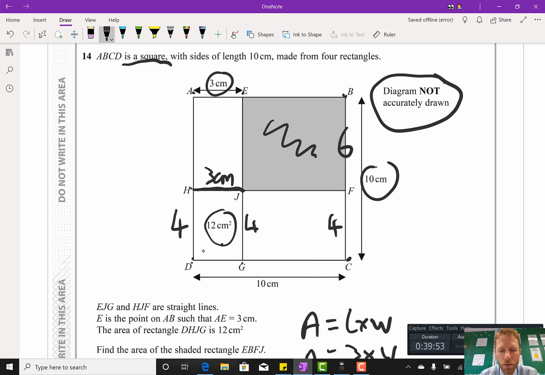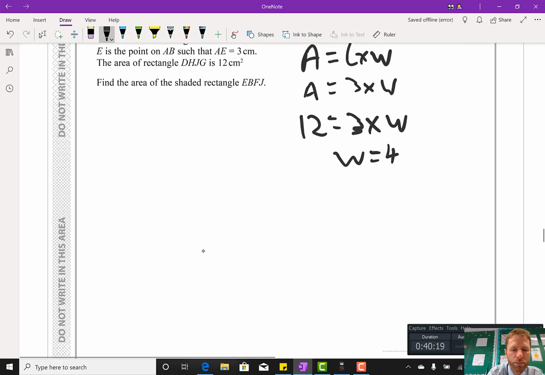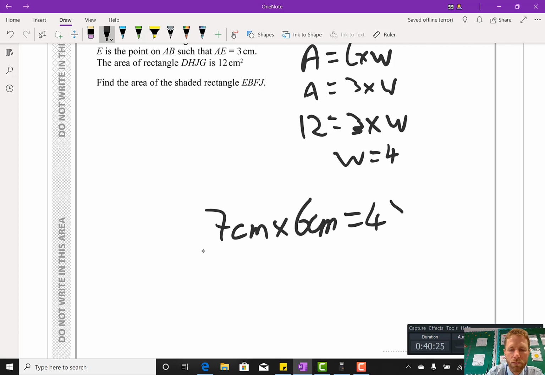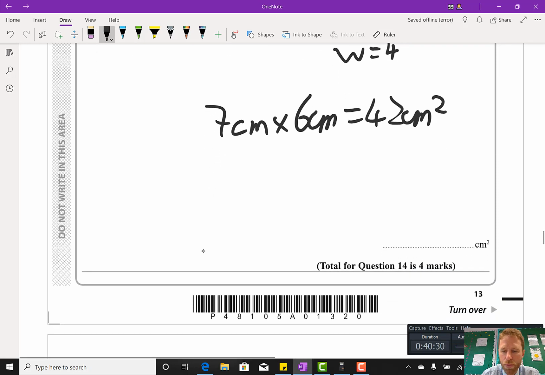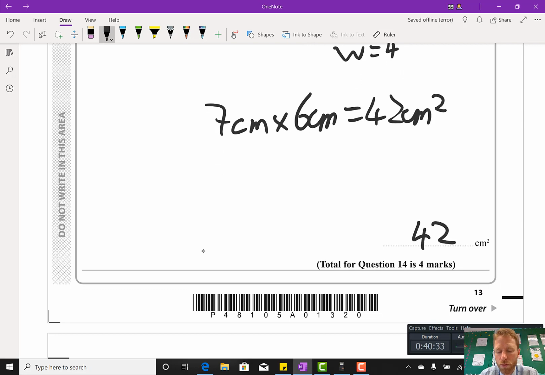So what I need to do now is find out what this is. That's fairly straightforward. I know that that is 3, so that is 3, so that is 3. This in total is 10. If that's 3 centimeters, this must add up to 10, so this must be 7. So I refer back to my formula. Area is length times width, 7 multiplied by 6. It hasn't asked me to state the units of my answer, so when I scroll down it's probably there for me, which it is, so all I need to do is write in 42 and I've got my 4 marks.